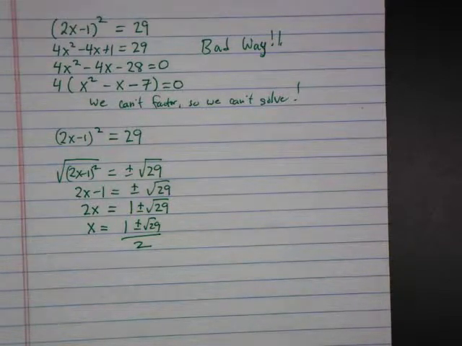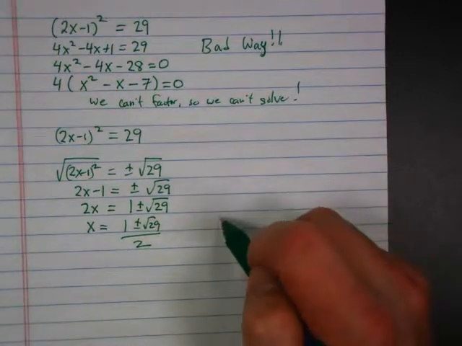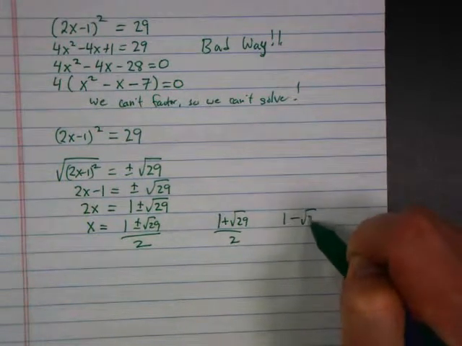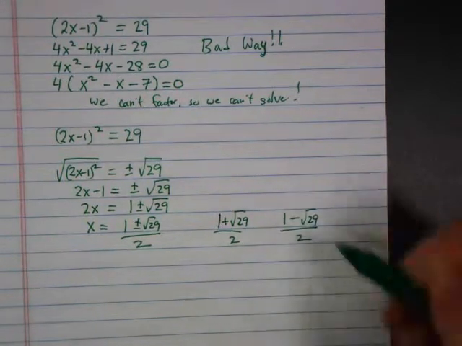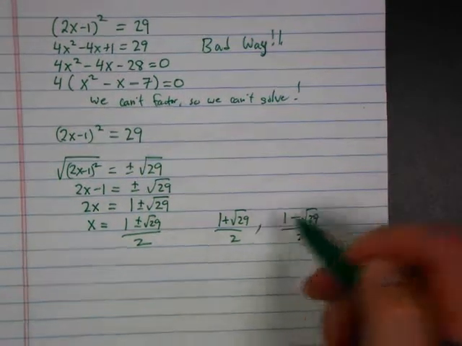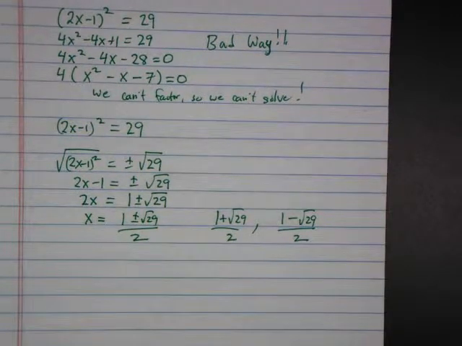Again, when you're doing your homework on MyLab, you're going to have to type in one answer as 1 plus square root of 29 over 2. And then your second answer, you would type in as 1 minus square root of 29 over 2. It's going to force you to type in two separate answers. There's no little plus minus button, unfortunately.